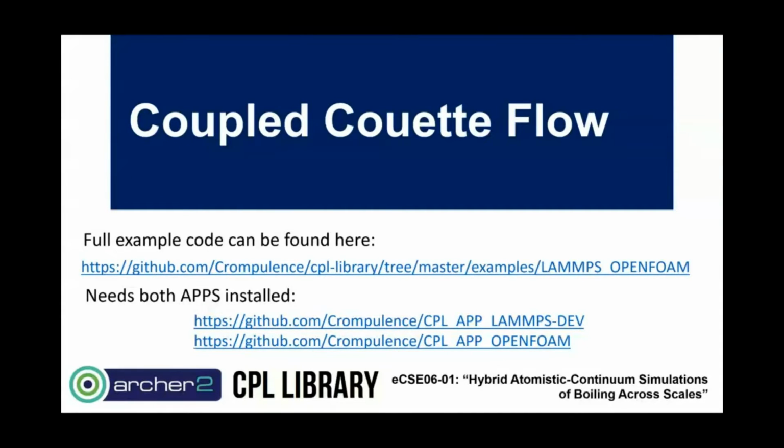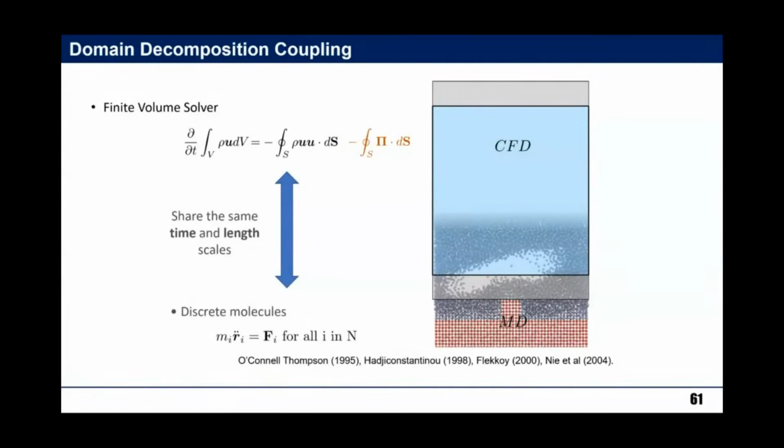Okay, so this is the final part of the talk where I'm going to show you a complete coupled Couette flow example. The full example code is available under the CPL Library GitHub, and you need to have both LAMMPS and the OpenFOAM app installed. If you decide you want to run this on Archer, this is literally 4 lines of module loading. If you want to do it yourself, it's slightly more involved, but the most complicated step is building OpenFOAM itself, and we support version 2.106 at the moment. But it should be possible to extend to other versions.